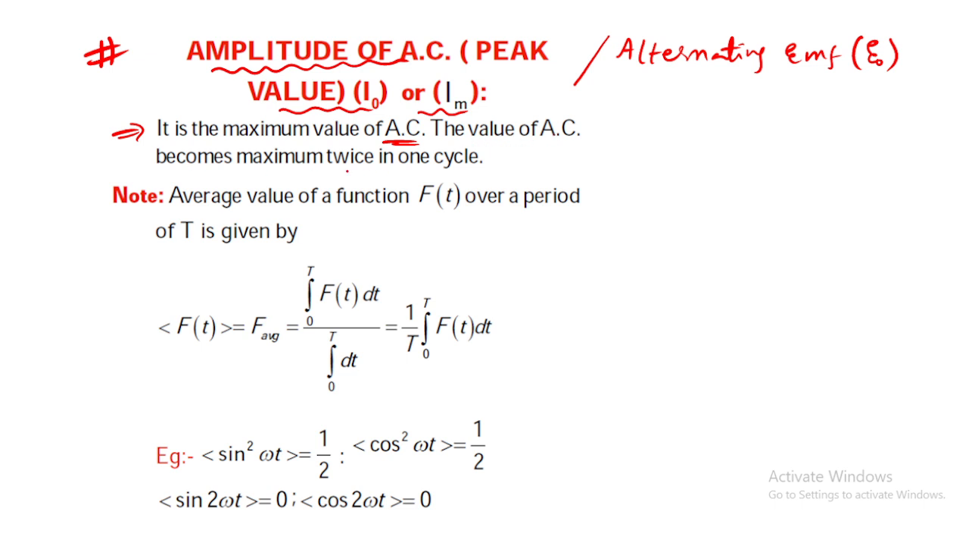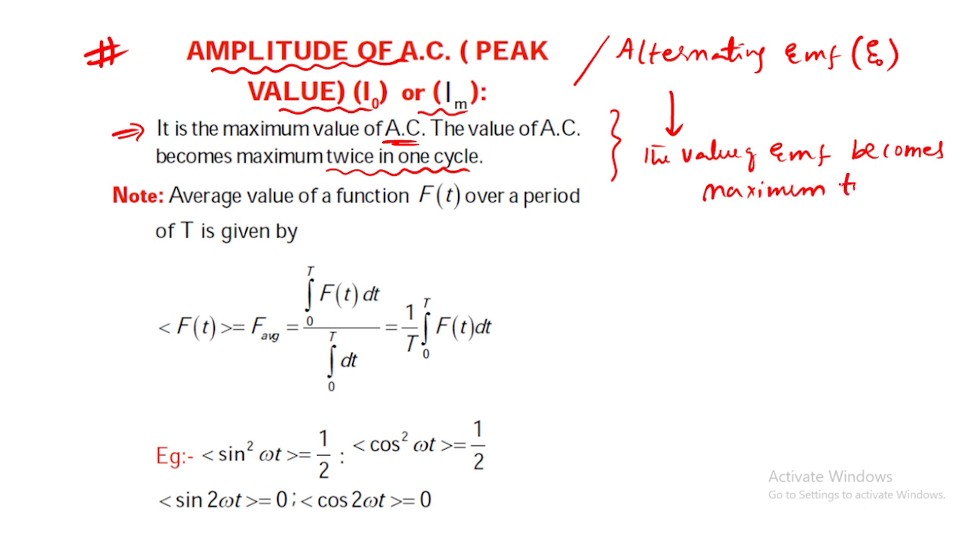The value of AC becomes maximum twice in a cycle. Did I mention this one already? Yes or no? Similarly, the same here: the value of EMF becomes maximum twice in one cycle. Got it? So EMF also changes twice. How many times does alternating current change here? Twice. Clear? You write down that point.